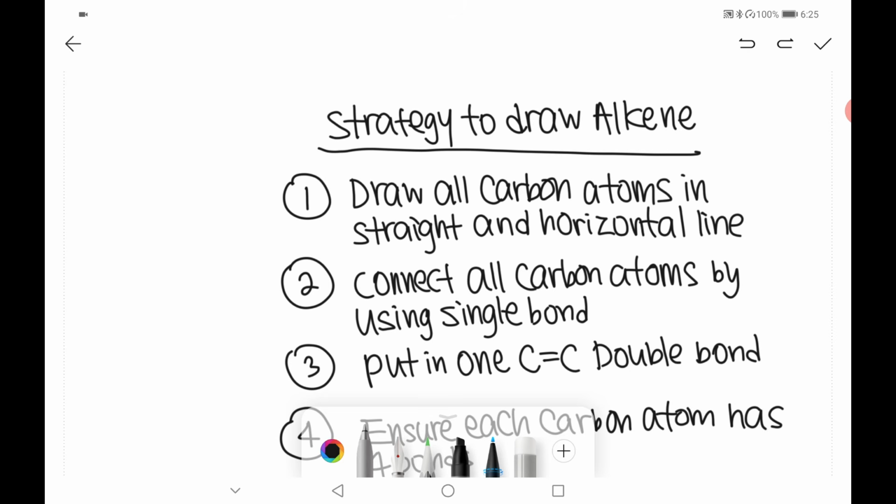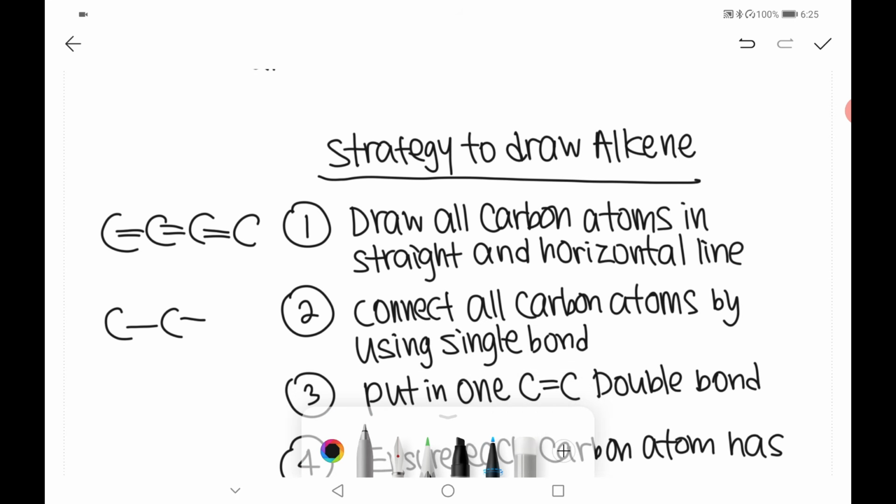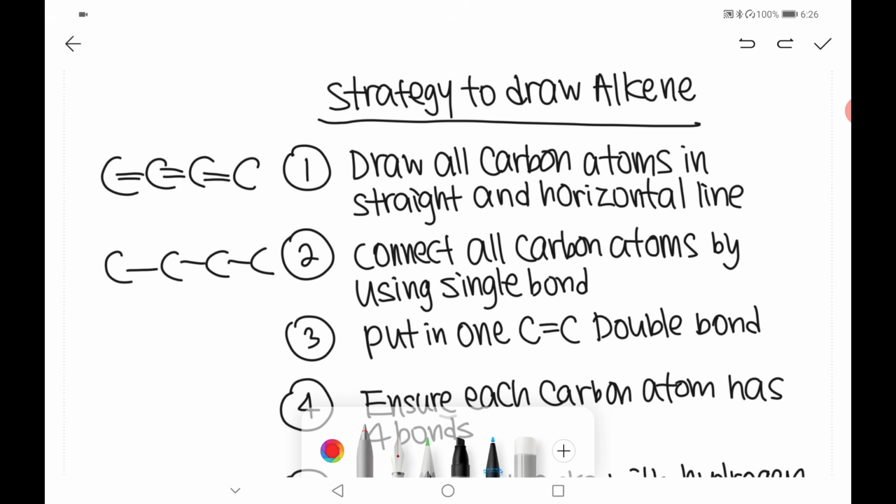For SPM, there is only 1 carbon-carbon double bond, because many students do this. See, they do this. There are 4 carbon, so here they put a double bond, here they put a double bond, here they put a double bond. Don't need. If you have 4 carbon, only 1 double bond is needed. You can put the double bond here, here, or here. That's it. No problem. But remember, you should only put in 1 double bond. And that makes sense, okay?